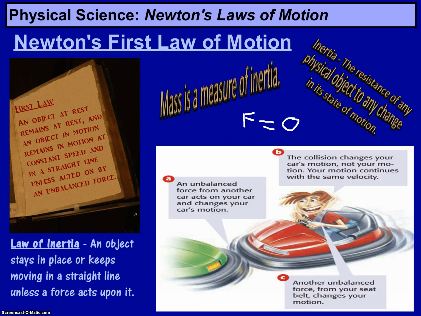So another bumper car hits you and changes the car's motion. The collision is going to change your car's motion, but not yours. You still want to go forward at the same velocity. But if you're safety conscious like I am, and I hope you are, you will be wearing your seatbelt. Therefore, the seatbelt is going to jerk you back, another unbalanced force pulling you backwards into your seat and keeping you from going forward.